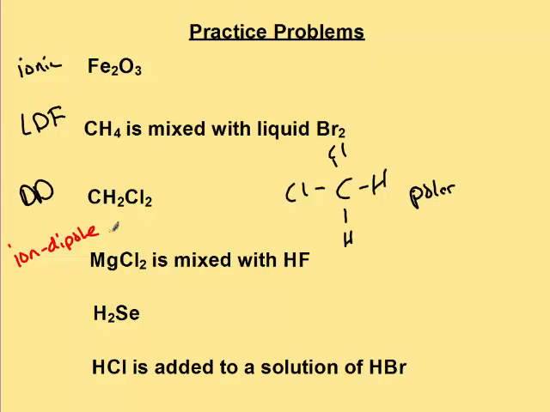H2Se. This one, technically, I don't need to draw it either because I know hydrogen can't double bond. So selenium must have lone pairs. And if you recall back from bonding, if you have lone pairs, then the structure has to be polar.